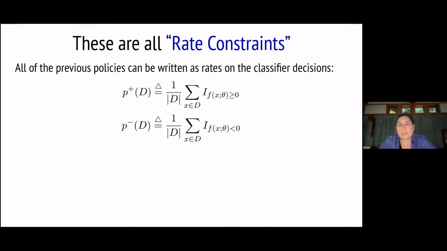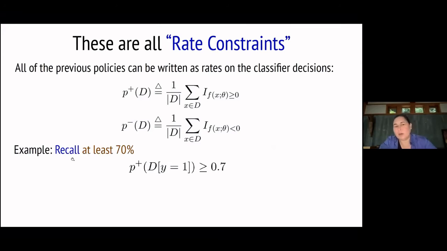By rate constraints, I just mean that we can look at the positive rate of the classifier in a data set D. So looking over all the training examples in that data set D, what's the indicator? Well, the positive rate is whether you classified it positively or not. So it's the indicator on whether f of x, the model, is greater than or equal to 0. And the negative rate is the indicator of how many examples in set D you classified as negative.